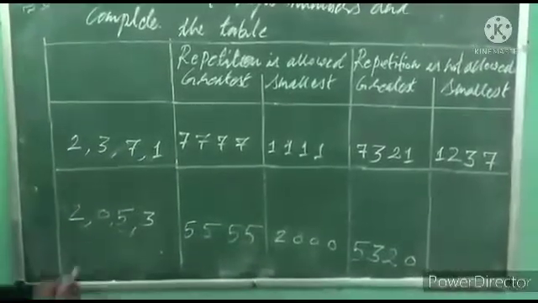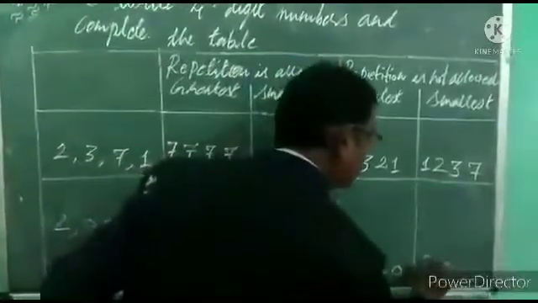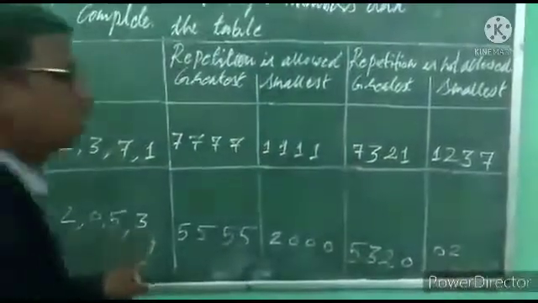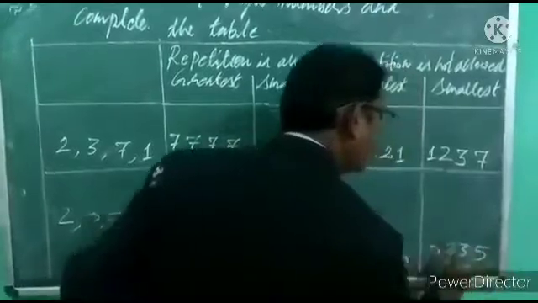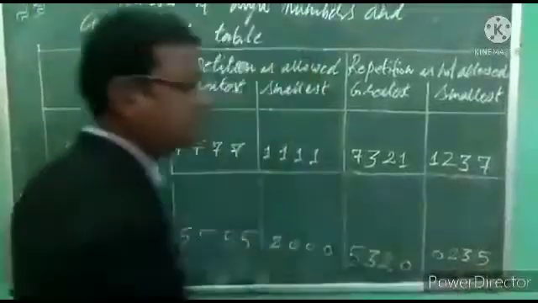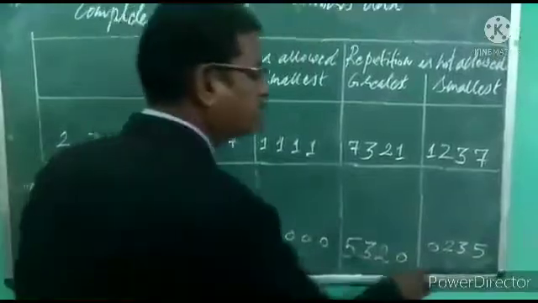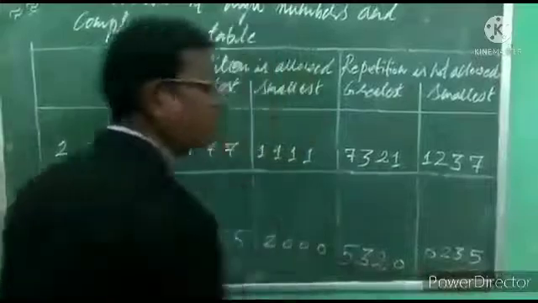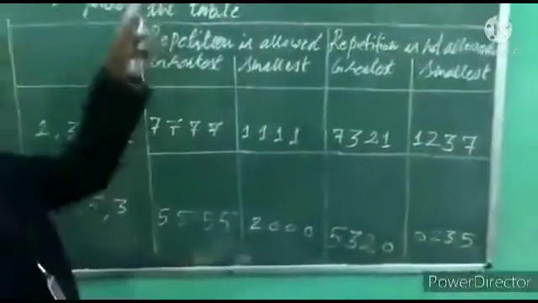Now we need the smallest. If you are taking the smallest, among these numbers 0. Suppose 0, after that 2, after that 3, after that 5. Can we say that 0, 2, 3, 5 is a 4-digit number? No, this is not a 4-digit number. Why? Because 0 means no value, so it is 235. We can read it like this only, 235, not 4 digits.